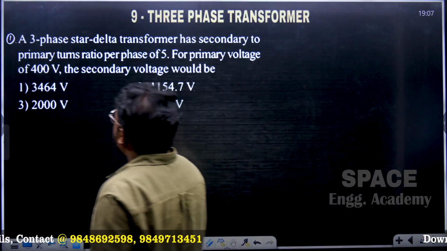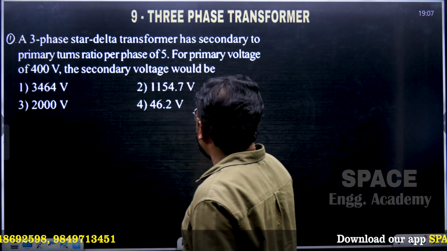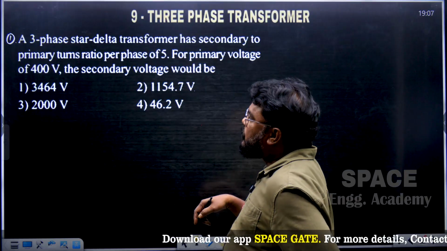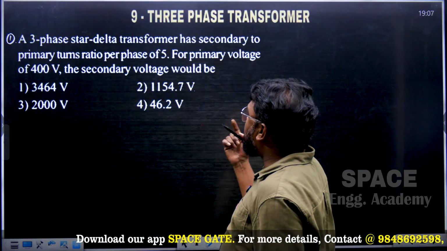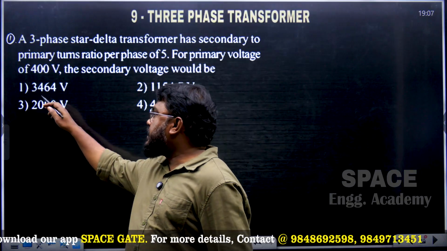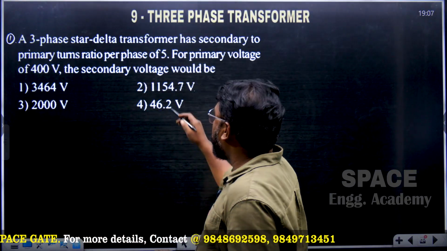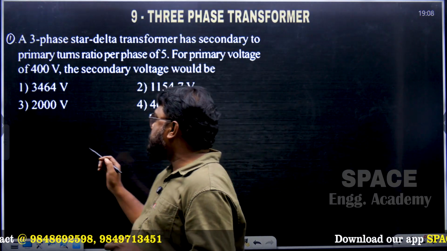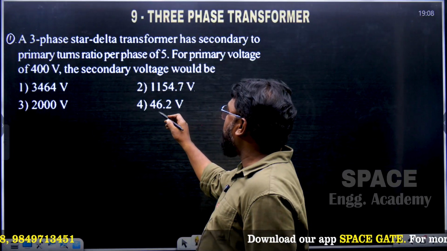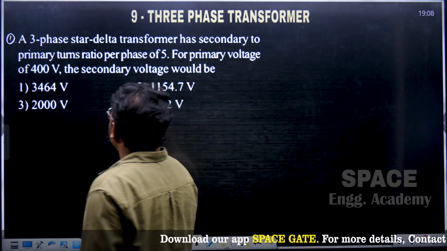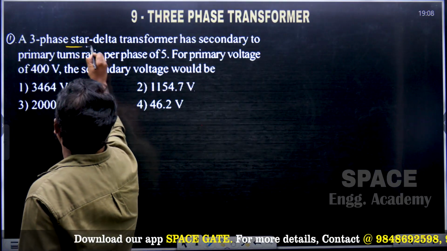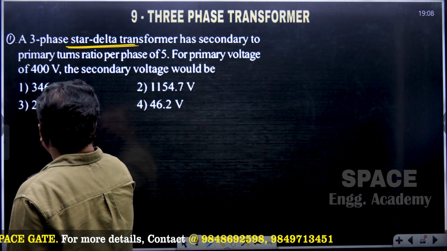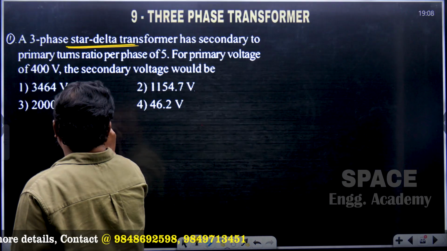Question number 1: a three-phase star-delta transformer has a secondary to primary turns ratio per phase of 5. For a primary voltage of 400 volts, the secondary voltage would be: option 1, 3464 volts; option 2, 1154.7 volts; option 3, 2000 volts; and option 4, 46.2 volts. The given transformer connection is star-delta three-phase transformer.